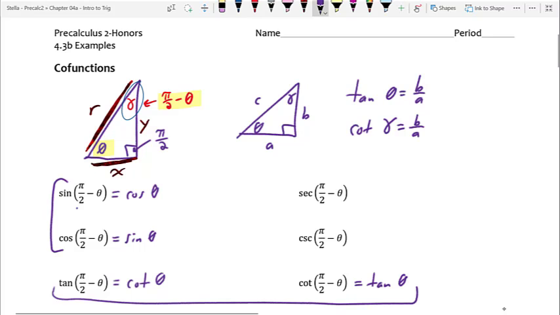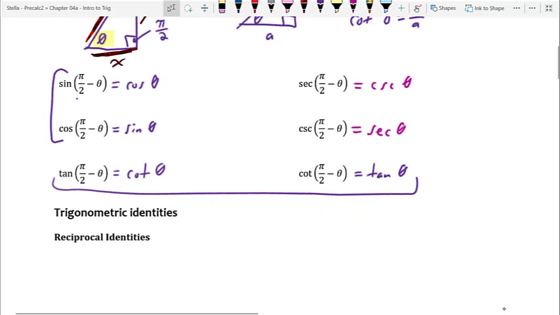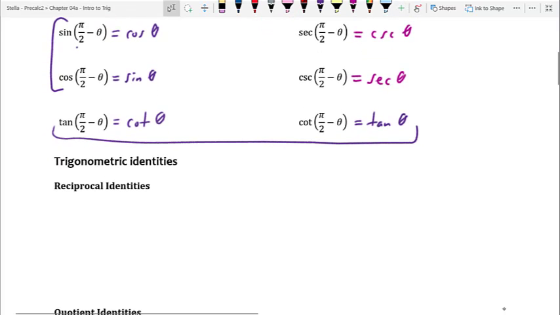Then for the next one, without too much difficulty we can also show that the secant of pi over 2 minus theta is equal to the cosecant of theta, and the cosecant of pi over 2 minus theta is equal to the secant of theta. So this is what makes up the cofunction relationship. These are some trig identities, and identities are things that are always true within a particular domain, and in this case, the domain is theta is all real numbers.